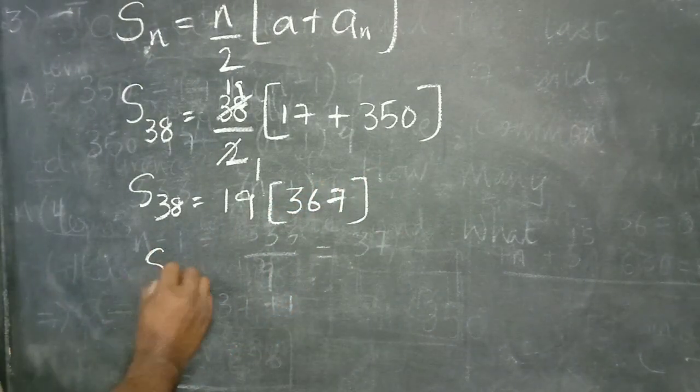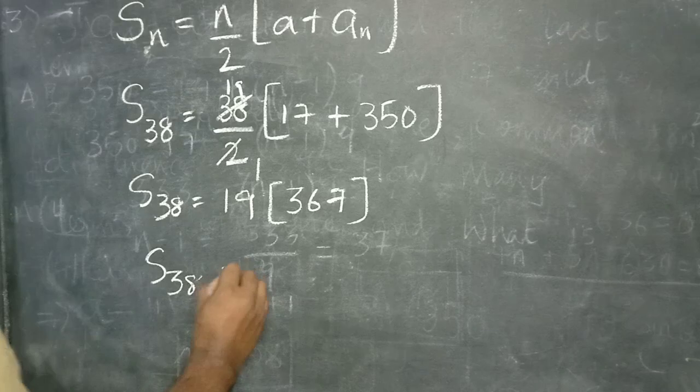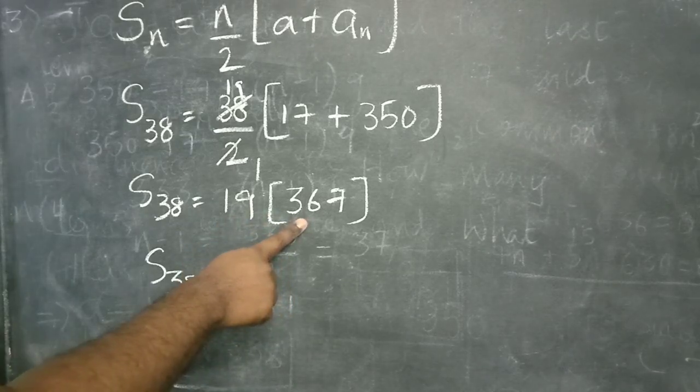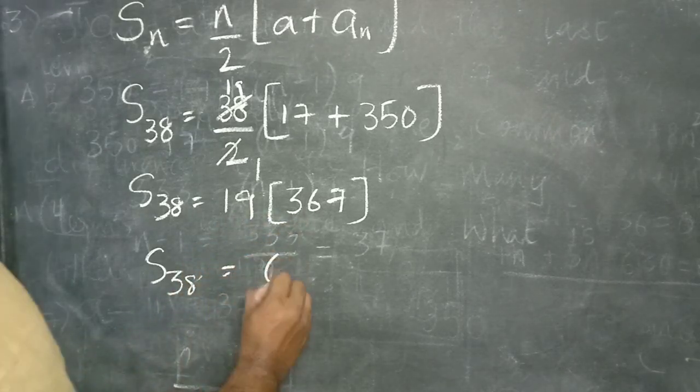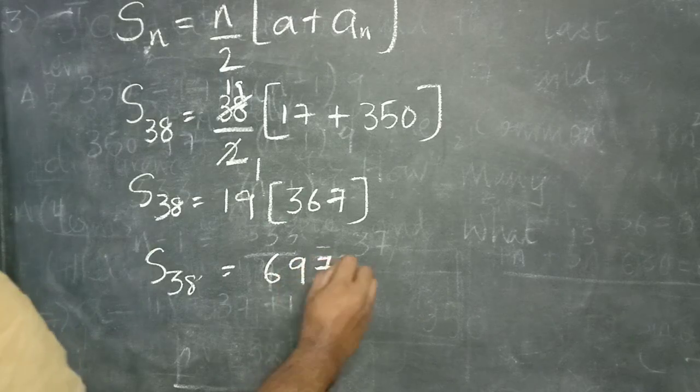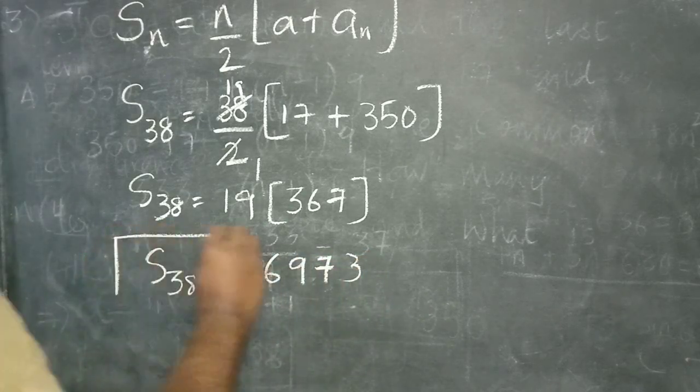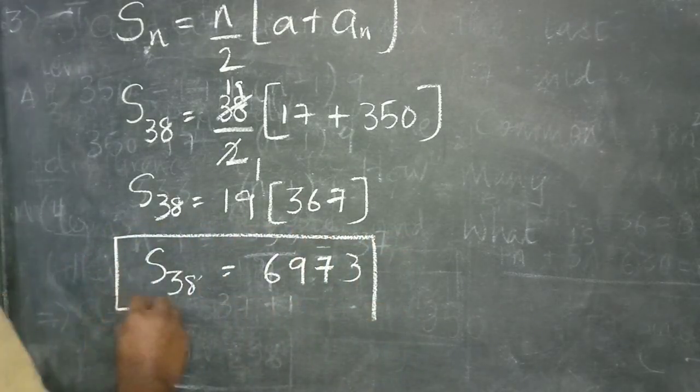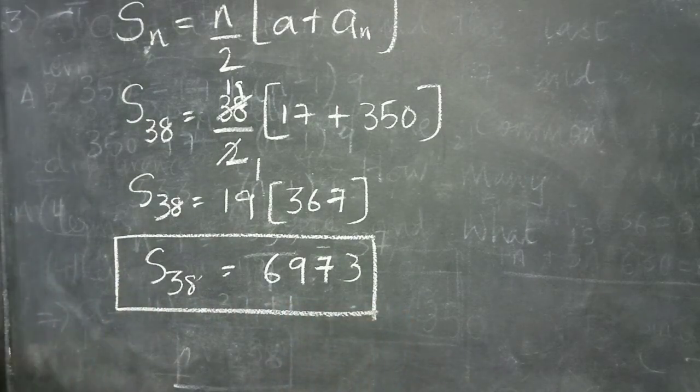Now, the sum of 38 terms equals 19 into 367. We get 6,973. The sum of 38 terms of the given AP is 6,973.